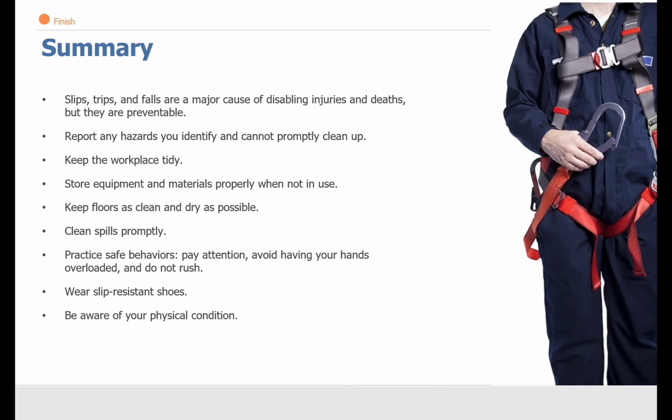Please wear non-slip shoes. Again, if you need shoes for crews, let us know. And just be aware of your physical condition, and if you need help, say something. We are always here for you. If you have any concerns or questions, please find John Kelly or myself, and we will be happy to talk about this more.